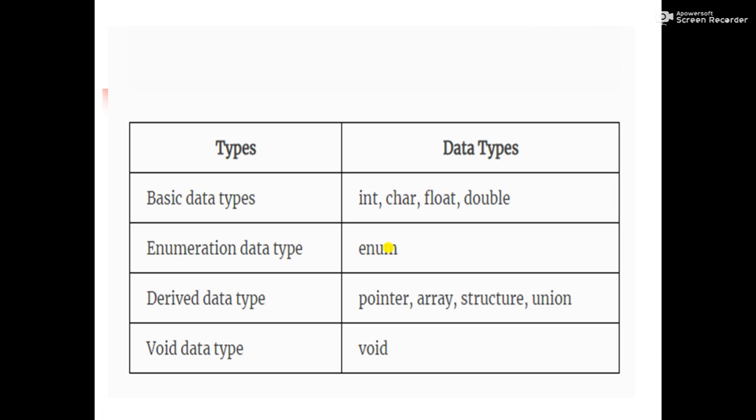Similarly, the third category in our data types is called the derived data type. By using integer, float and character, we can derive other data types, and they come under the category of derived data types. These derived data types are pointers, arrays, structures and unions. So these are all derived data types.